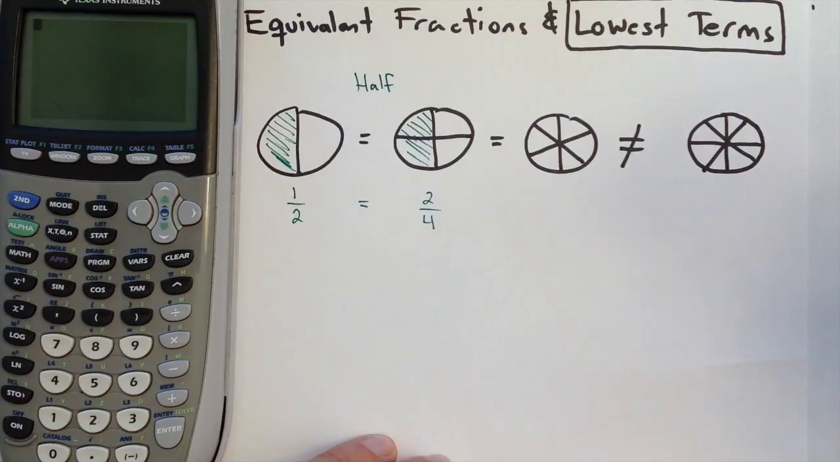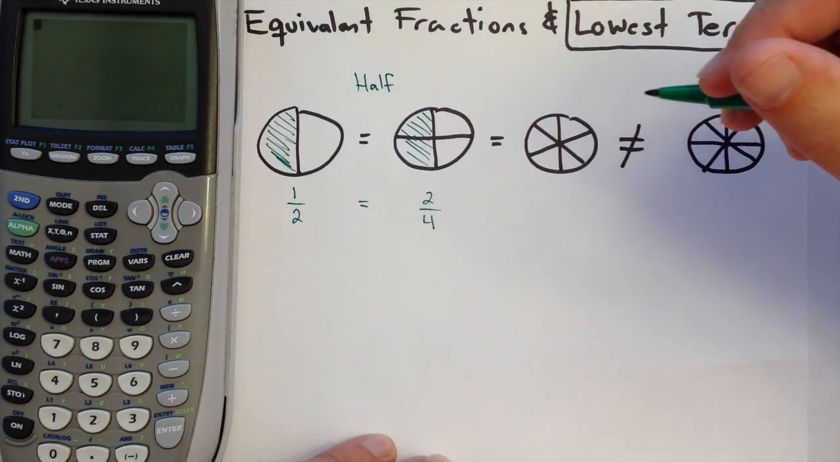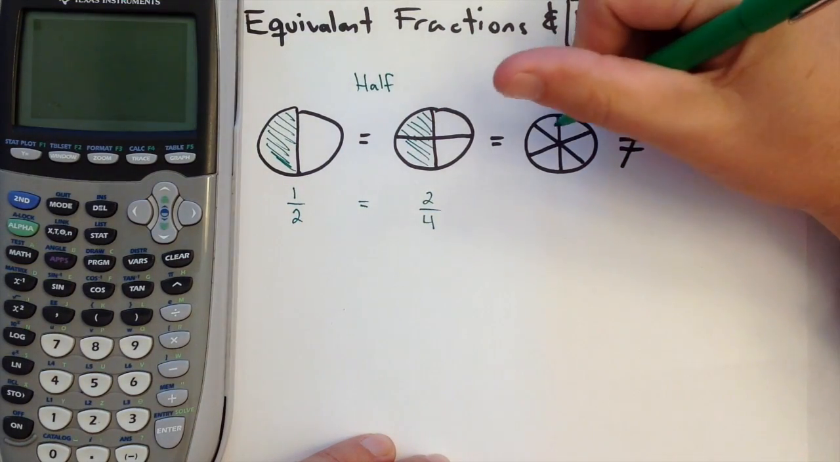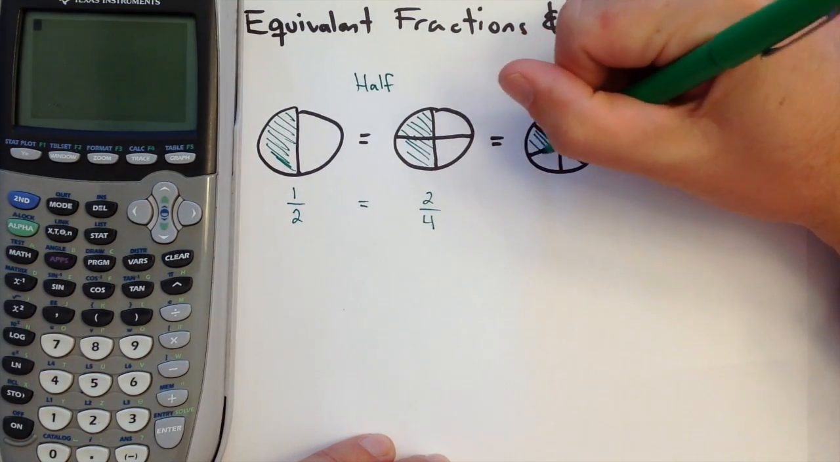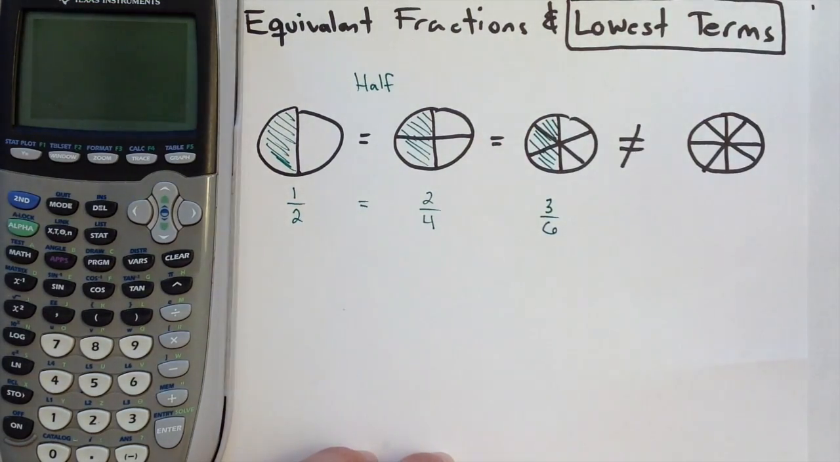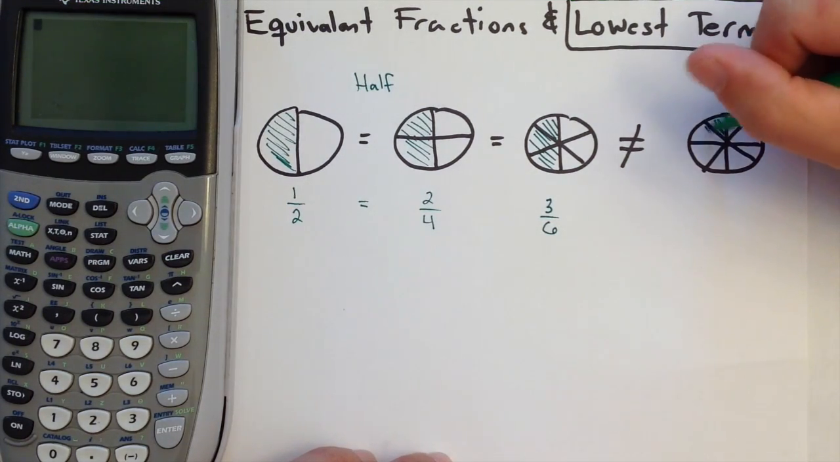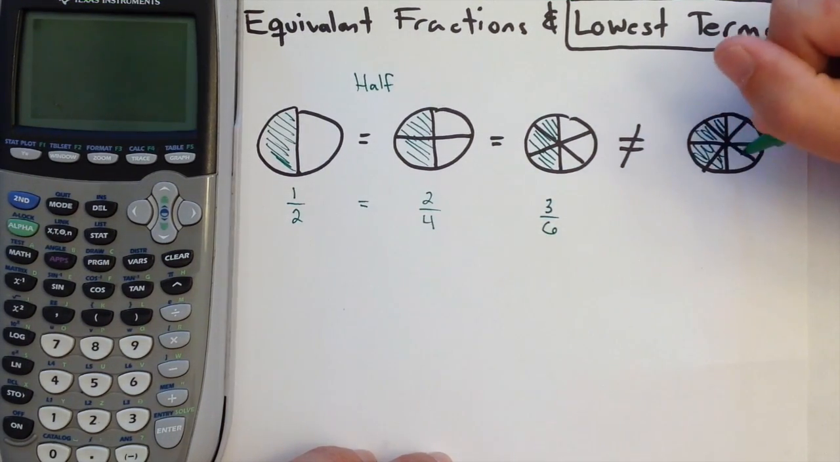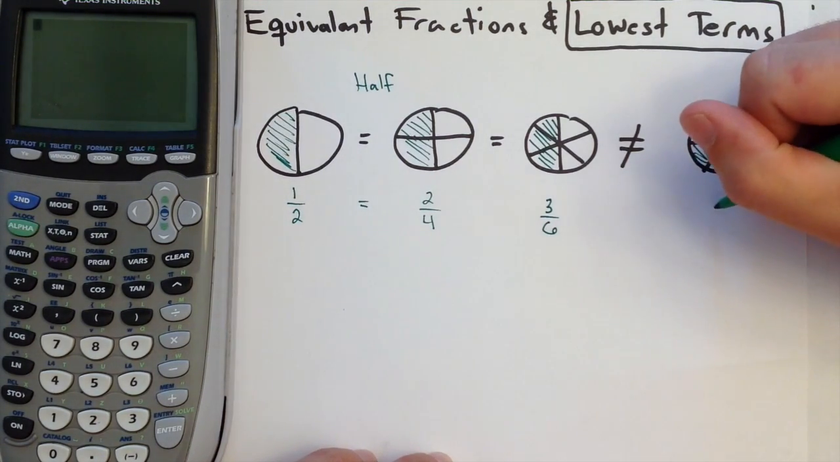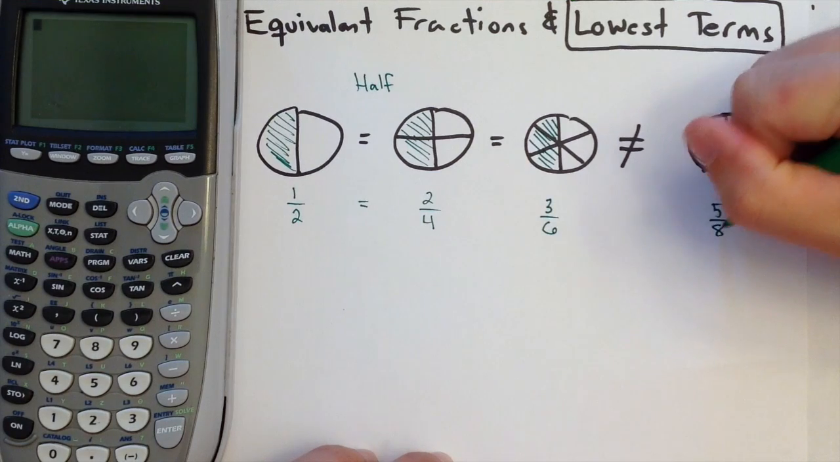It's just when we cut the pizza into smaller pieces, the pieces get smaller, but 2/4 and 1/2 are equivalent, they're equal. The same thing would be true if I shaded in these 3 out of 6. These are also equivalent. But over here, I'm going to shade in 1, 2, 3, 4, 5. You can see that's more than half of the pizza. This would be 5 out of 8.